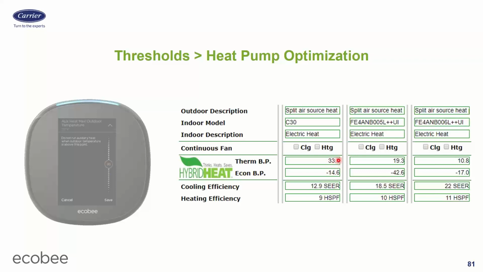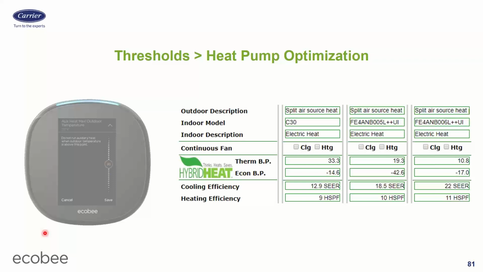I usually add 5 degrees to this number. So I would make this guy 38. I would make this guy 24. I would make this guy 15. So at 15 degrees on this model, whatever model he was, is when I would say, you know what, above 15, he's not going to need any help. I have that 5-degree band in there typically because if I'm coming out of a setback or something like that, I don't want it to take forever to heat the house.